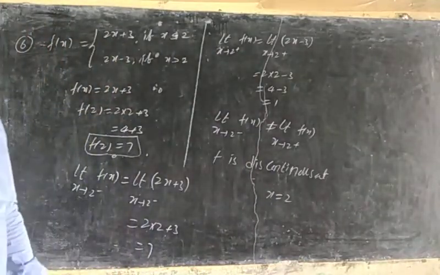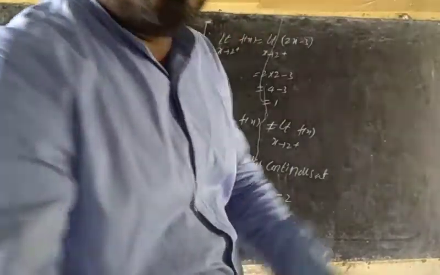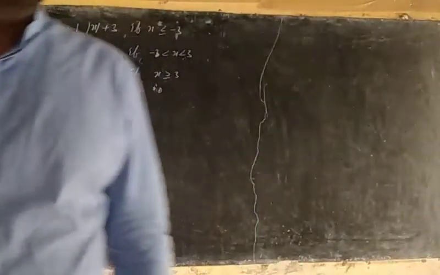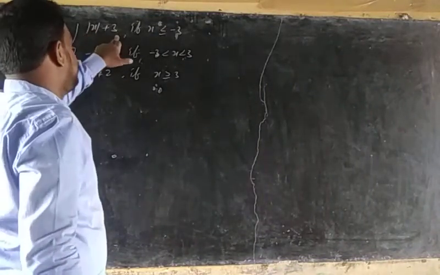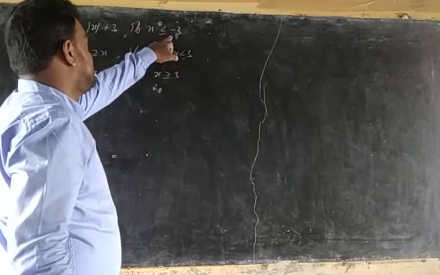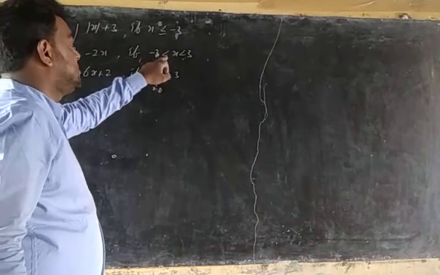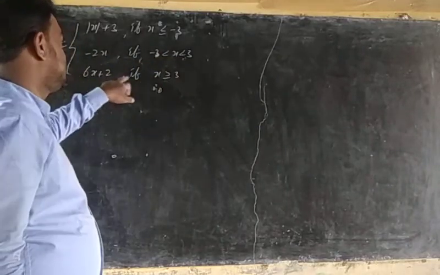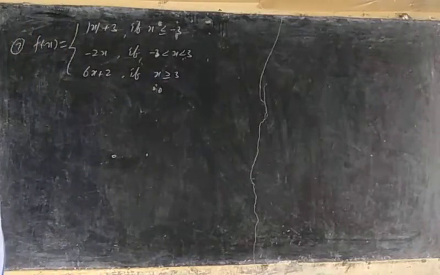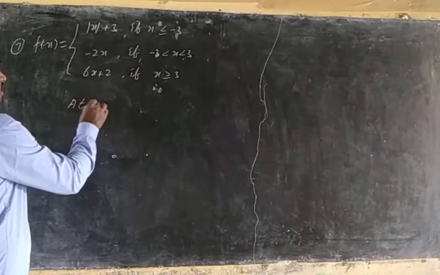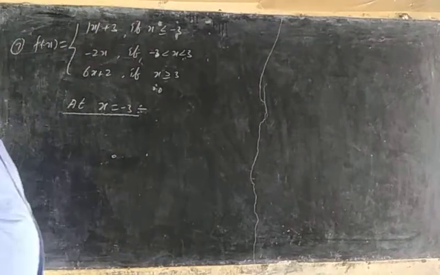Understood? Like this we are finding. Next, question number 7. F of x is equal to mod x plus 3 if x is less than or equal to minus 3, f of x is equal to minus 2x if minus 3 is less than x less than 3, and 6x plus 2 if x is greater than or equal to 3. Like that they differ. Now we need to check the continuity at x equals minus 3 and x equals 3 also.